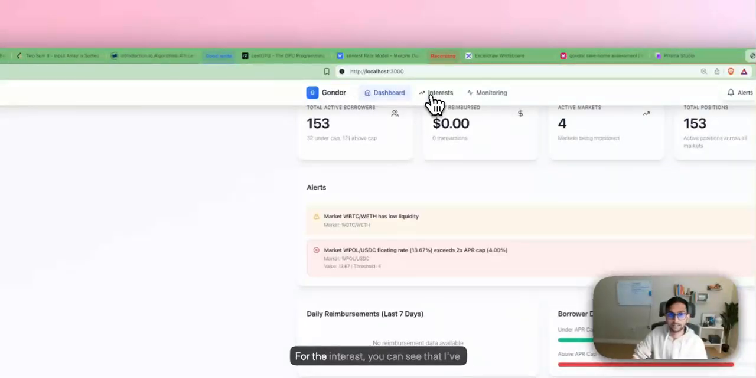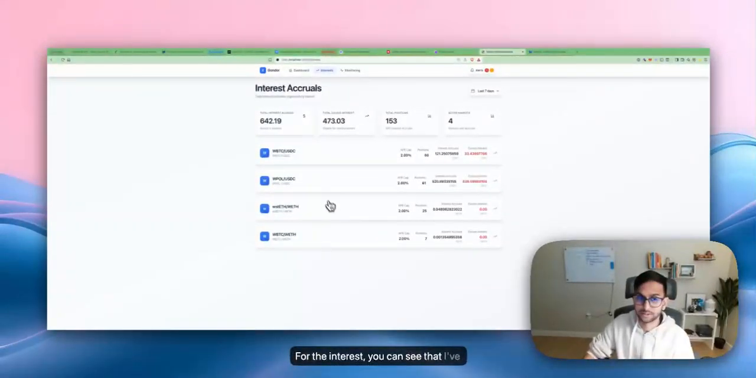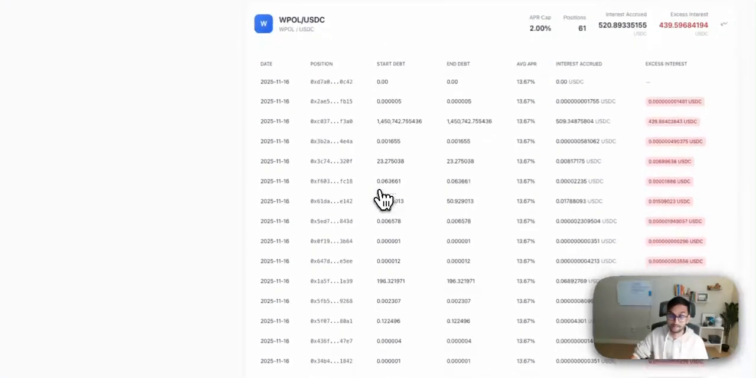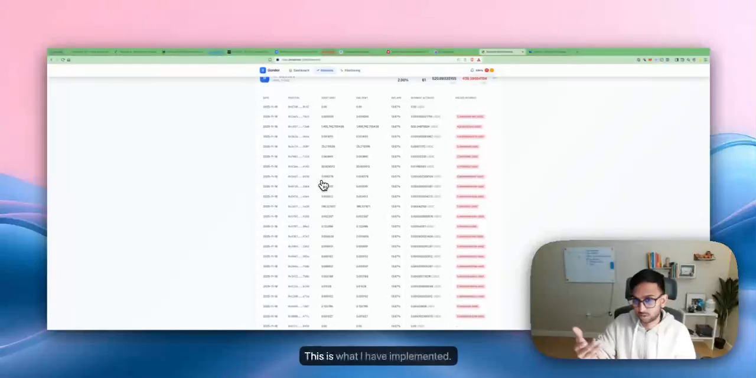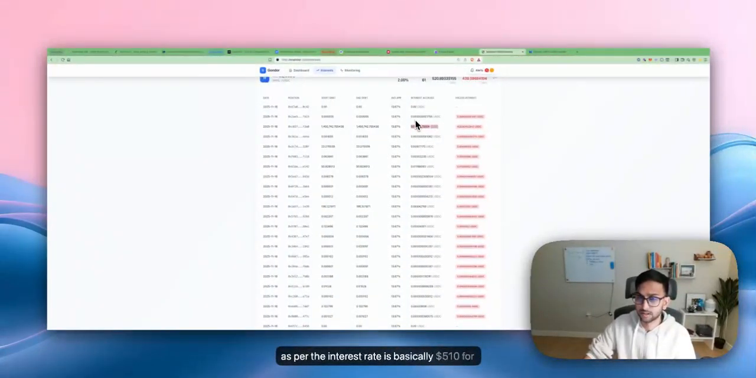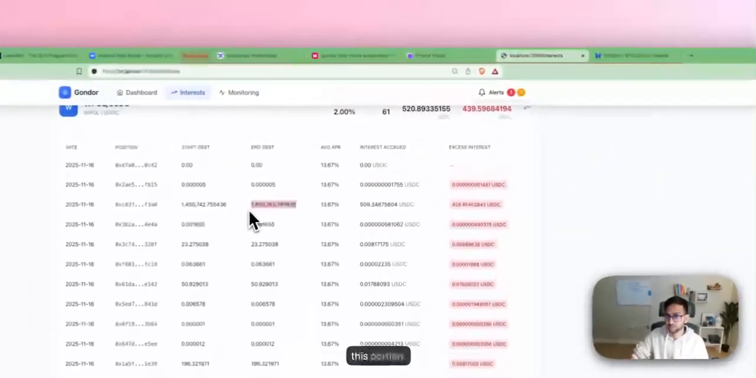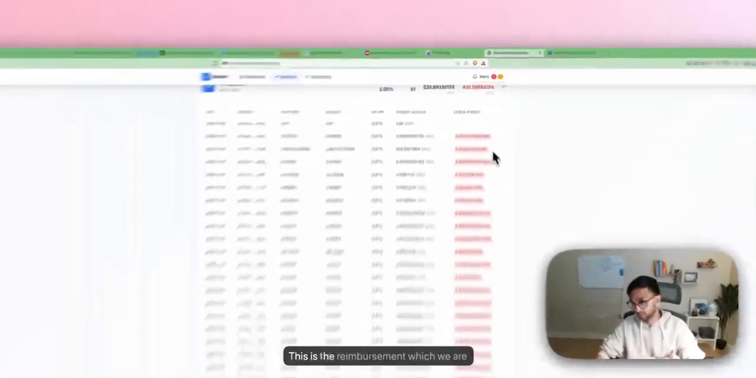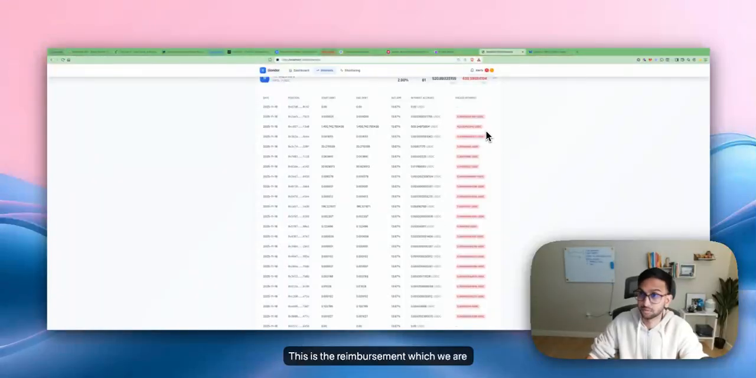And for the interest, you can see that I've again separated it out into market-based interest, and this is what I have implemented. You can see that the overall interest accrued as per the interest rate is $510 for this portion, but the excessive interest is $429, and this is the reimbursement which we are supposed to process.